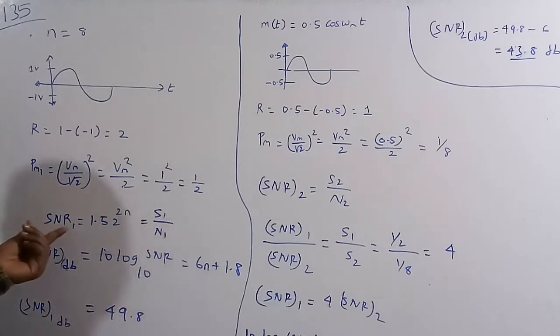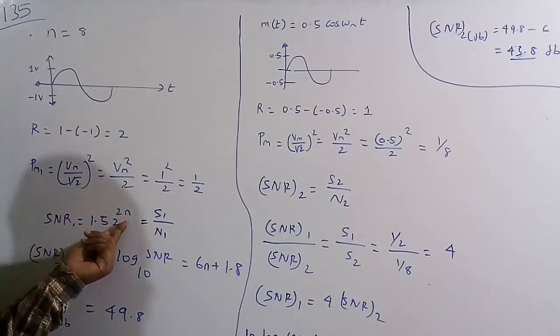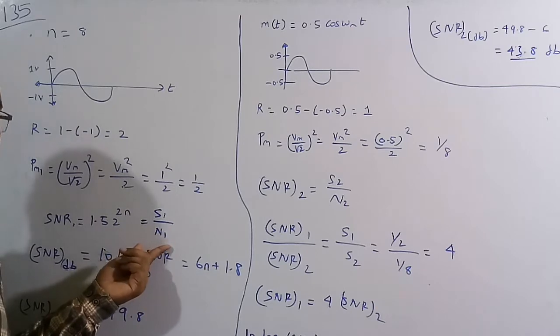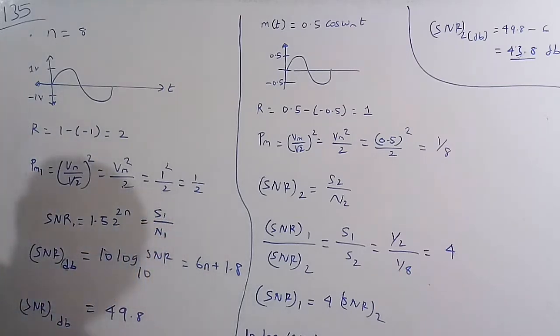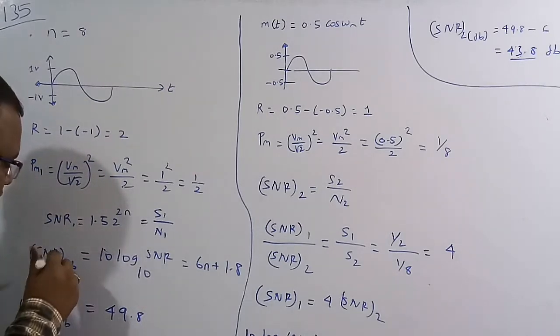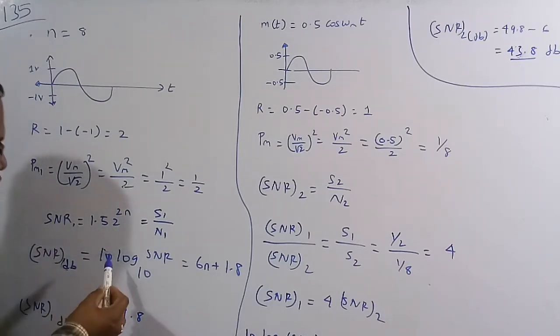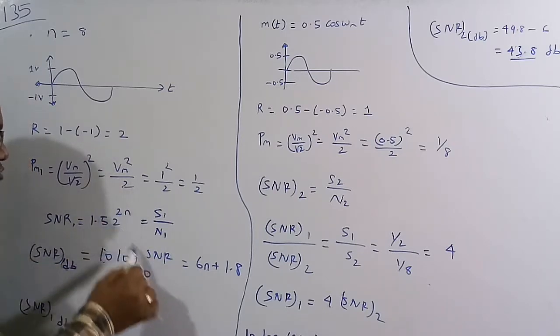So here the signal to quantization noise ratio, which I have already told you, is 1.5 into 2 to the power of 2n, equal to signal power by noise power. Now I want to convert this into dB value. If I want to convert this into dB value, because it's the first case, I am going to keep it here as 10 log base 10 of SNR.